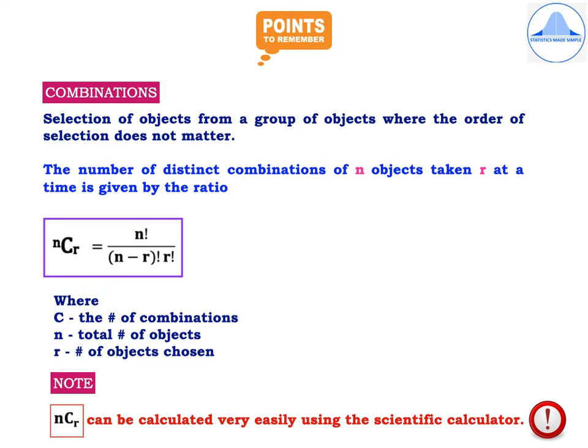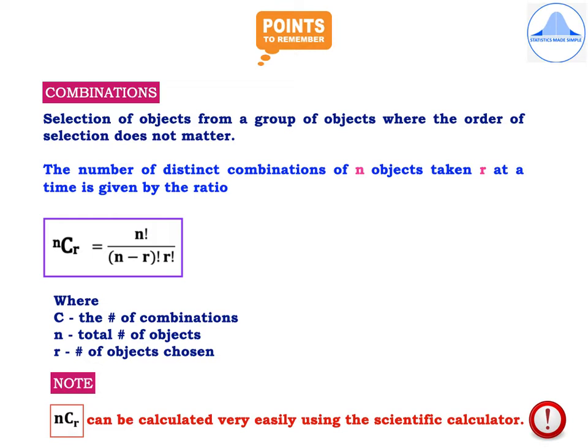I will now explain combinations. Selection of objects from a group of objects where the order of selection does not matter are called combinations. The number of distinct combinations of n objects taken r at a time is given by the ratio nCr equal to n factorial divided by n minus r factorial into r factorial, where C is the number of combinations, n is the total number of objects, r is the number of objects chosen.